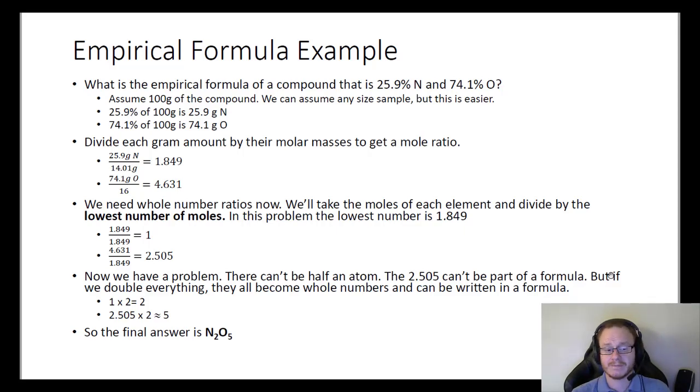That's a small problem. Again, I can't have half an atom. The 2.5 cannot be part of the formula. But if I double everything, I maintain the ratio and I also get whole numbers. So a ratio of 2 to around 5 means I still have a 1 to 2.5 ratio. That means I have 2 nitrogen and 5 oxygen.